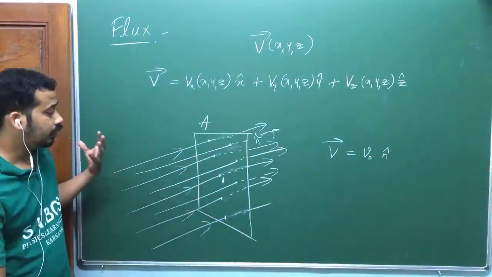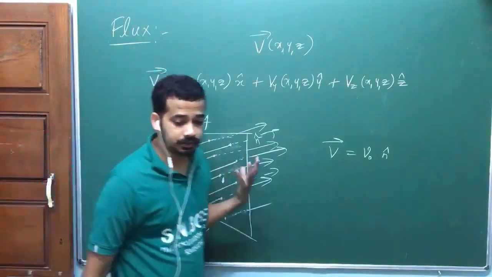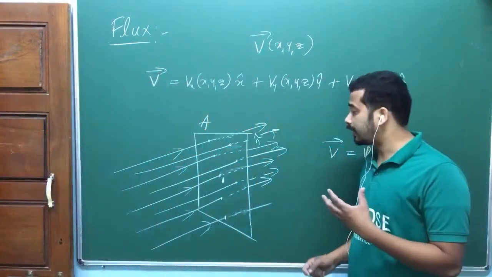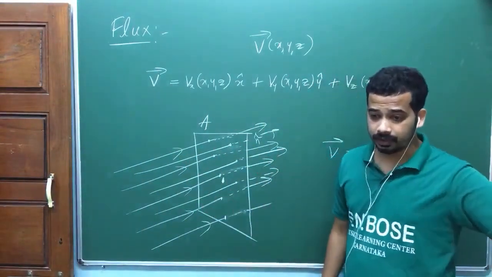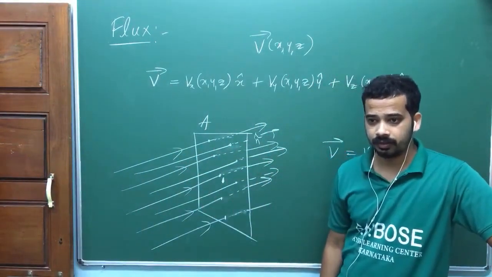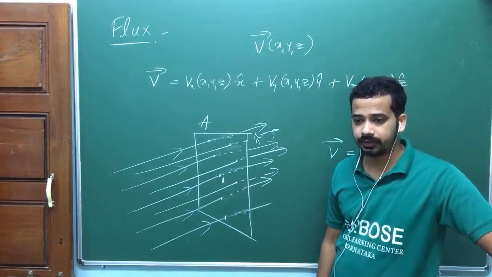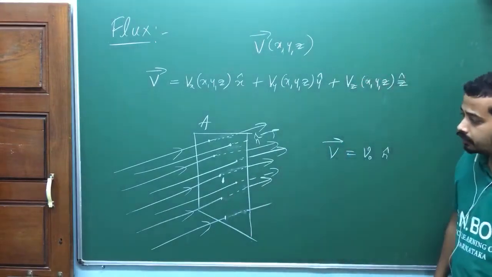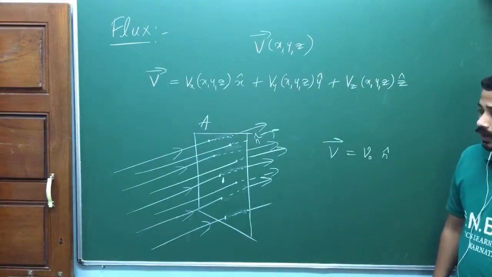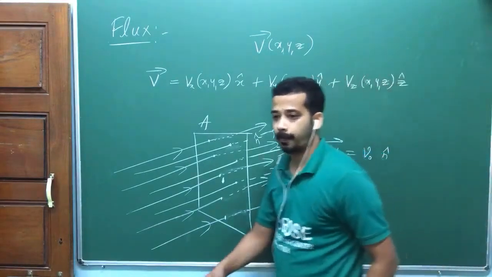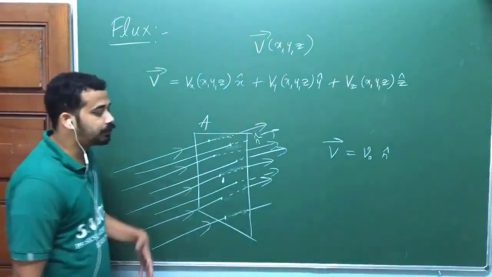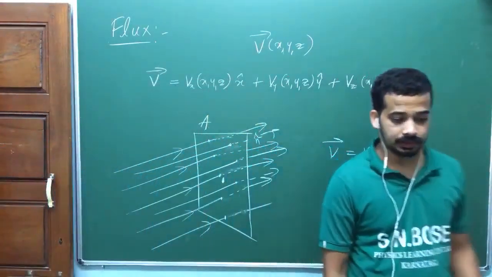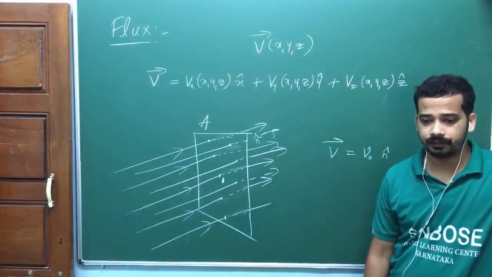We cannot count the exact number of field lines passing through the area, because field lines are our mathematical constructions. So what is the quantity that is proportional to the number of field lines passing through the area?